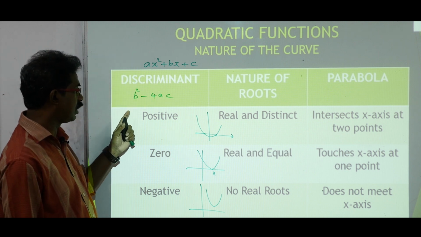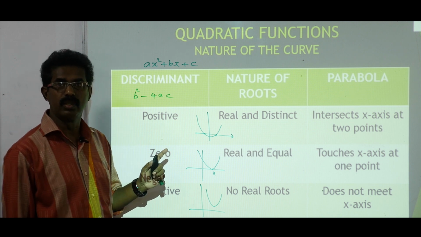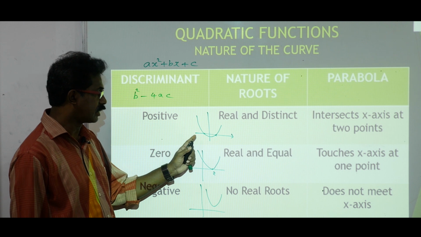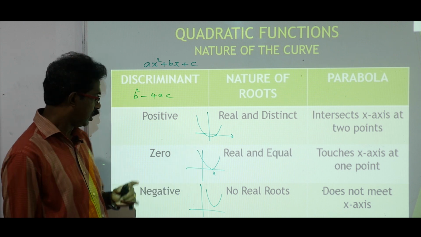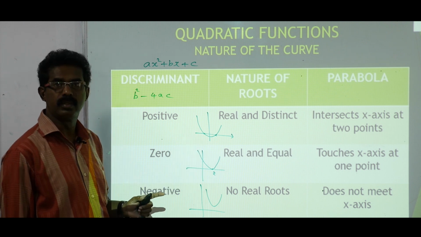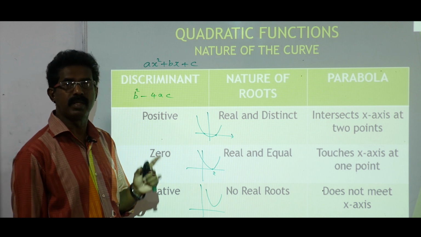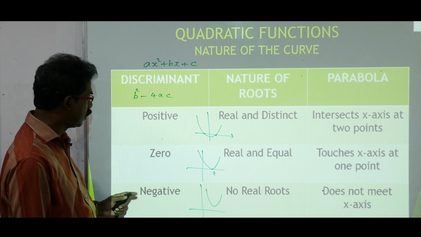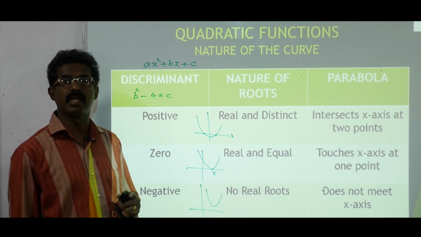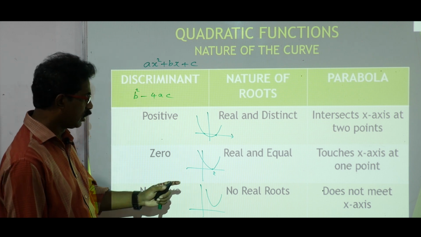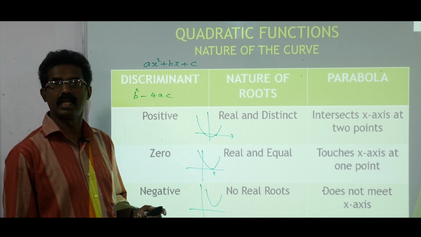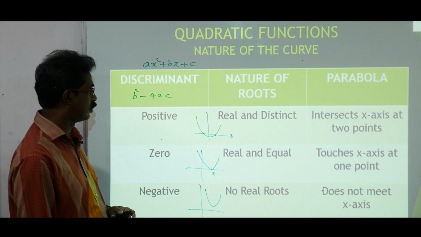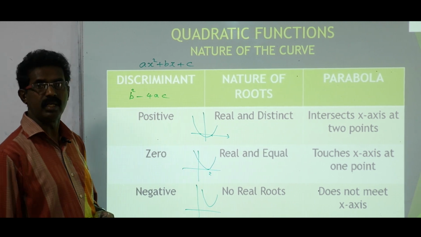So in the first case, when the discriminant is greater than 0, the roots are real and distinct. The parabola cuts the x-axis at 2 points. If the discriminant is 0, the roots are real and equal, the parabola touches the x-axis at 1 point. And when the discriminant is negative, that is b square minus 4ac less than 0, the roots are imaginary, there are no real roots, and the parabola does not touch the x-axis. Okay? That is the nature of the curve.